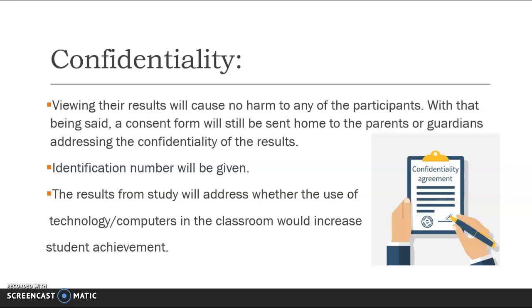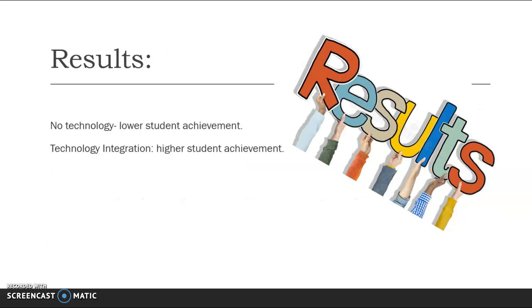With that being said, a consent form will be sent home to the parents or guardians addressing the confidentiality of the results. An identification number will be given, and the results from the study will address whether the use of technology and computers in the classroom will increase student achievement. Results. No technology means lower student achievement, and technology integration means higher student achievement. So you can refer back to the graphs that I showed earlier.